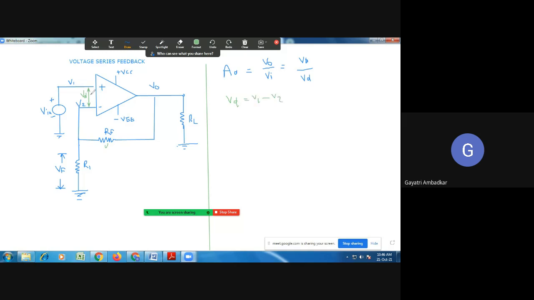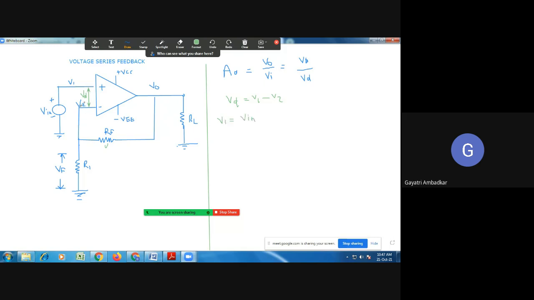But what is your V1? The voltage at this terminal is nothing but what you have connected here, the input voltage, Vin. See, this is terminal voltage V1. I am labeling this point as V1. Actually, we have connected Vin, the input, here. So your V1 is equal to Vin.